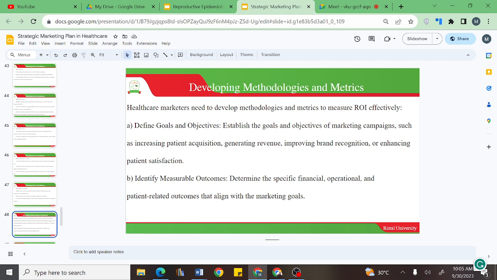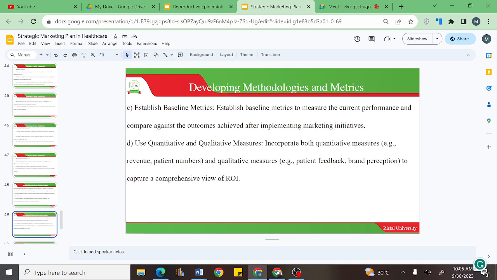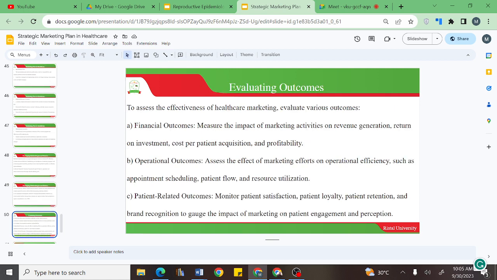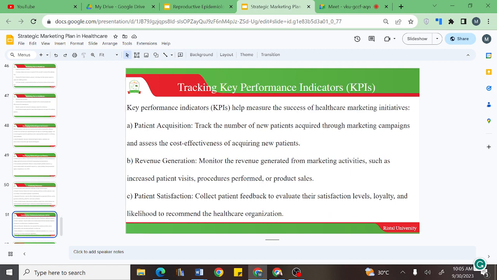So you need to have clear metrics. The metrics should be aligned with the objectives of the campaign. They should be measurable, and you should be able to track these metrics. The metrics can be qualitative or quantitative in nature. You can also look at other outcomes to evaluate the effectiveness of healthcare marketing. You look at financial outcomes, operational outcomes, even patient-related outcomes.